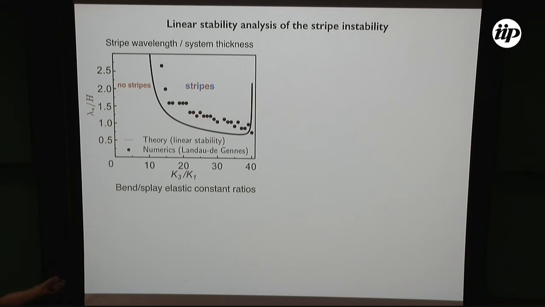There's an upper critical K3 over K1, which corresponds to the thickness of the sample times the anchoring strength. If the bend elastic constant is stronger than that, then the system will just be uniformly homeotropic. The director field will be vertical. If you're familiar with the Friedrichs transition, it's similar except driven by the bend elastic constant instead of the external field, or driven by the anchoring instead of an external field.